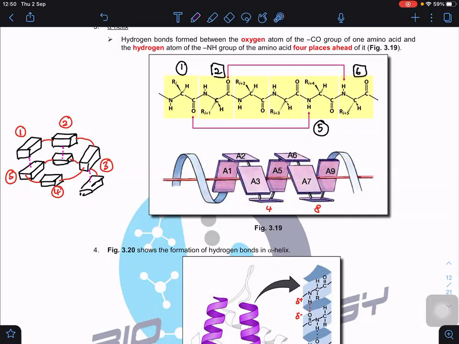Are you clear? So it turns into a helix. Can you see that? It goes into the helix like this. So this is how the alpha helix actually forms. Can you see that? So where is the R group?